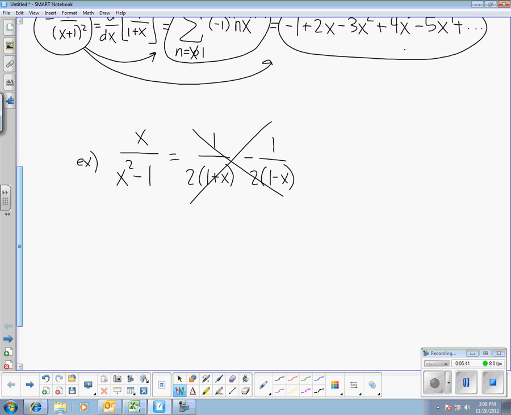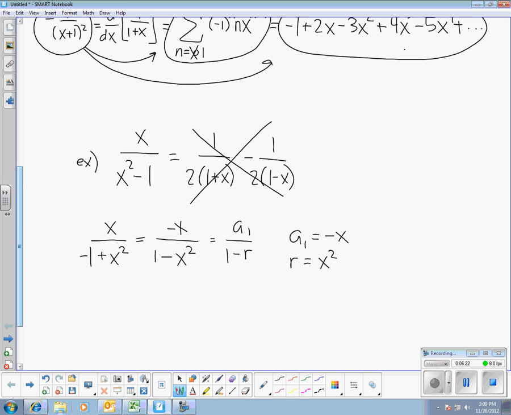We can force it into looking like geometric. So if I want to make this look geometric, I'm going to first put the 1 over here. Then I'm going to multiply top and bottom by negative 1 and get negative x over 1 minus x squared. So this is exactly the same as what I just asked you for. And if you can make it look like a1 over 1 minus r, then you can just pick the a1 and the r out. Our a1 is negative x, and our r value is x squared, because we forced it into looking geometric.